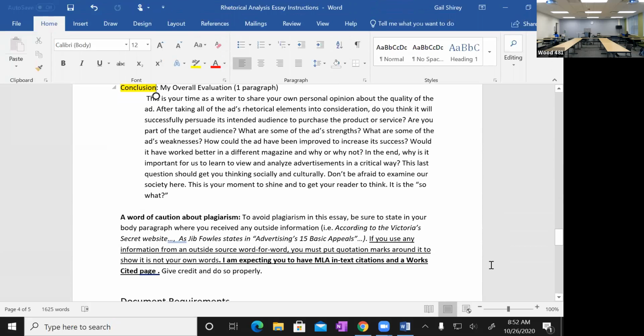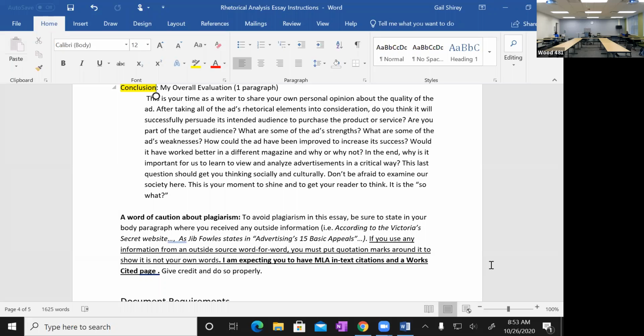Now, finally, you have your conclusion. This is a paragraph. This is where you're sharing your opinion about the quality of the ad. You're looking at all of the elements of the ad, taking into consideration and making a determination, was it successfully persuading the audience it was supposed to, or did it not successfully persuade the audience that it was supposed to? Now, remember, it's its intended audience. It's not persuading everyone. When you've identified the audience, did it successfully persuade that targeted audience? And then, of course, talk about what were some of the ad's strengths, what were some weaknesses, suggest improvements, how could it have been improved in some way.